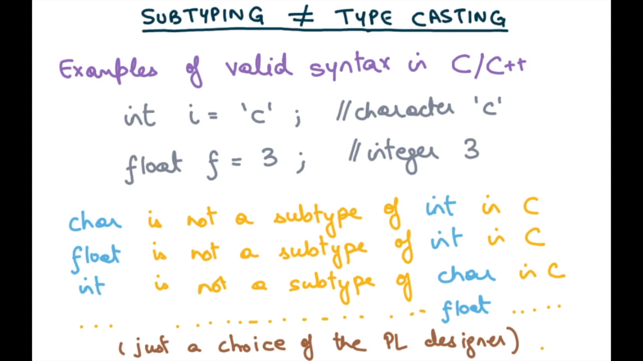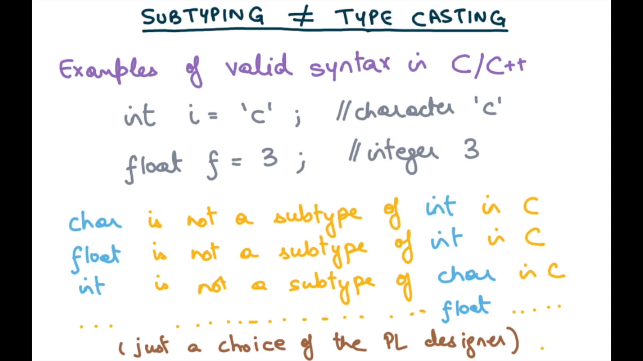Now I want to emphasize that subtyping and typecasting are two different things. So for example, these are examples of valid syntax in C and C++. So you could say int i equals character c. Now it may appear that because character c is a term of type char in C, and because it's appearing on the right hand side here, character is a subtype of int. But in fact, in C and C++, character is not a subtype of int.